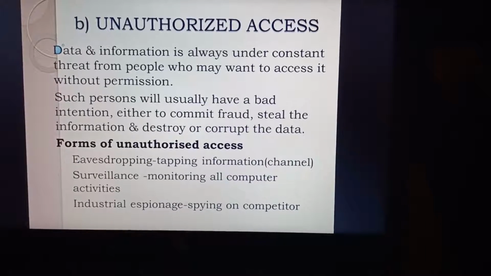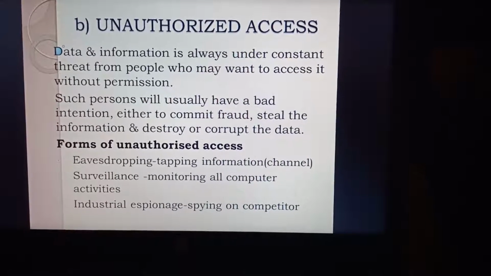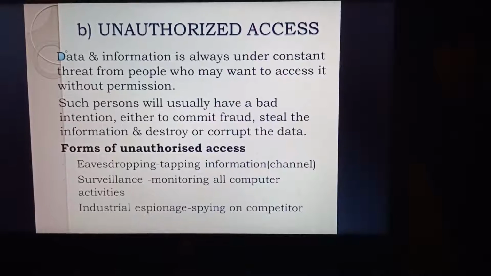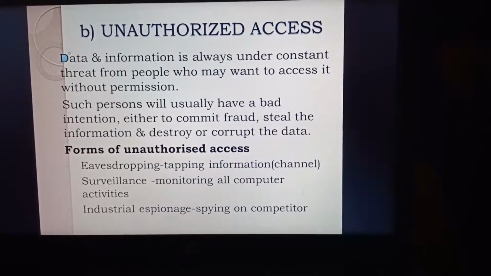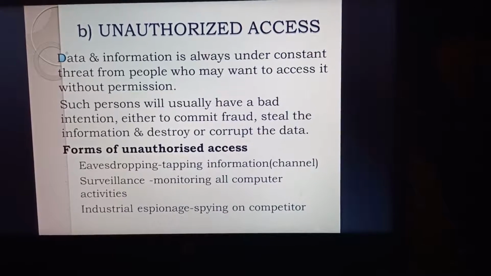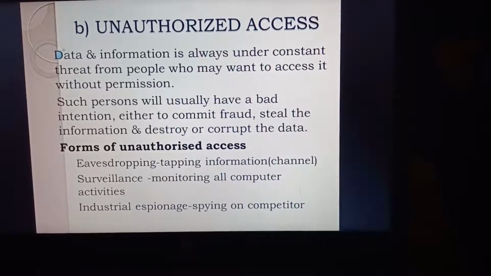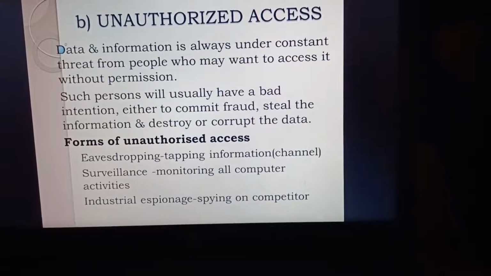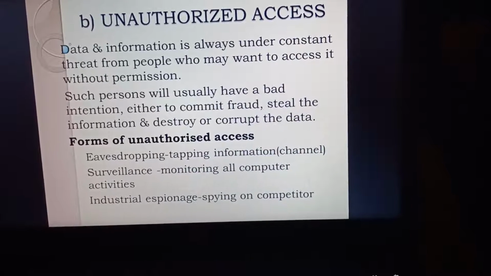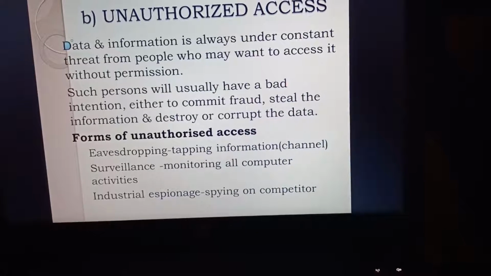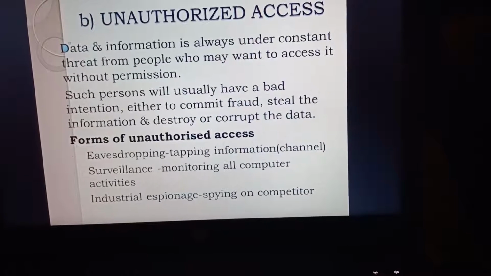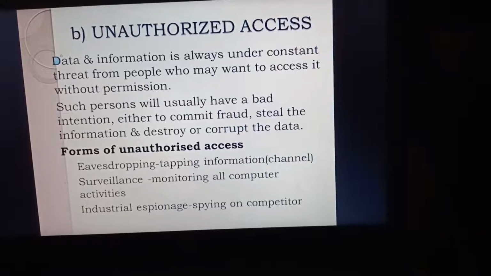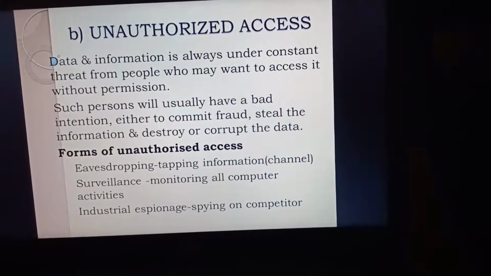Then B, we have unauthorized access. In this, the data and information is always under constant threat from people who may want to access it without permission. So such people will usually use this data and the information in the wrong way. They may have bad intentions, either to commit fraud or steal information and destroy or corrupt data that belongs to an organization. So we have some forms of unauthorized access.